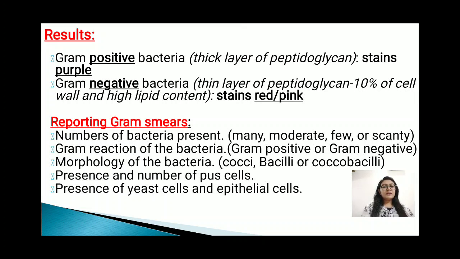Reporting gram smear. It is helpful to count the number of bacteria: many, moderate, few, or scanty. Gram reaction of the bacteria, gram positive or gram negative. Morphology of the bacteria, cocci, bacilli or coccobacilli. Presence and number of pus cells, presence of yeast cells and epithelial cells.